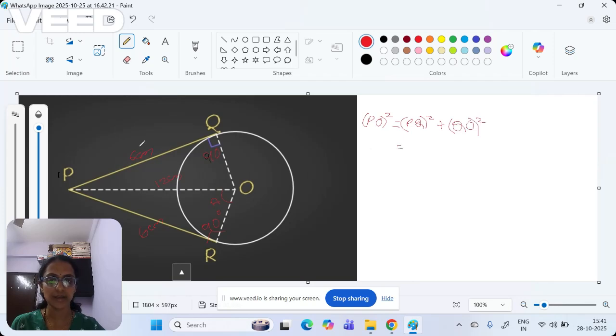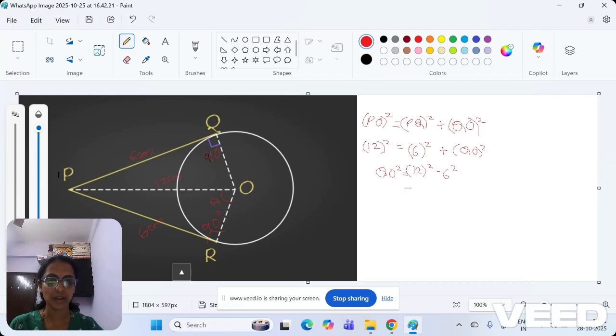Now the hypotenuse is given as 12 centimeter. So it will be 12 square, and one of the sides is 6 centimeter, so 6 square plus QO square. Now the QO square will be equal to 12 square minus 6 square. So it will be equal to 144 minus 36, which is 108.